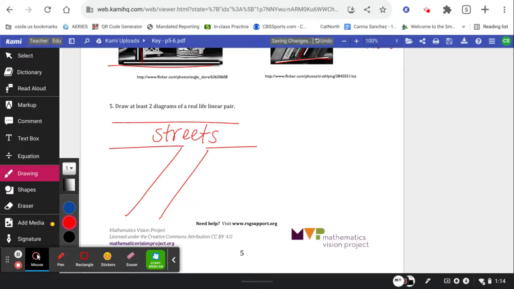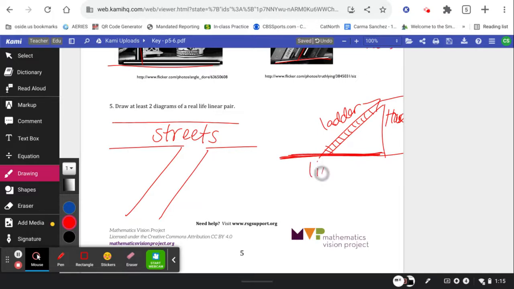And then, I don't know, maybe a ladder leaning up against a house or something like that, where that ladder is coming out of the ground. I don't know, something like that. But you could either use my examples or come up with your own examples of real life linear pairs.